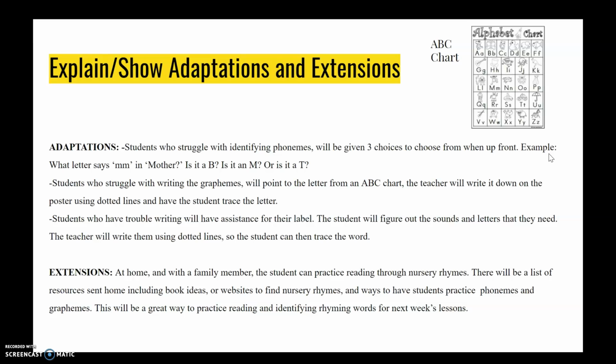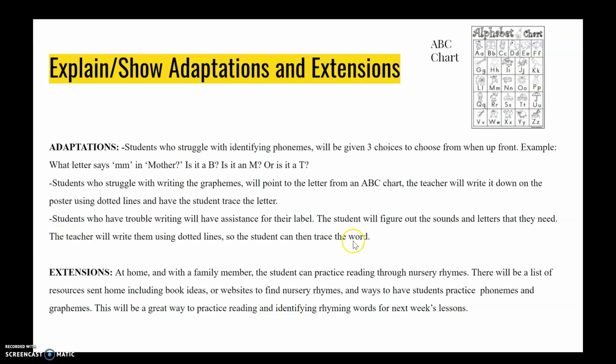And then students who struggle with writing the grapheme, so writing the letters out, will point to the letter on the ABC chart. That's where that comes in handy, if they're not able to think of what that letter might look like, we can look on the chart, and that's for any student too. They can look on that chart, or they could point to it. We can all agree. And then if they have trouble writing it, like I said, I will put a dotted letter where that letter will go, and they will then trace that with their crayon. That way they still write it, but they have a little help doing that.